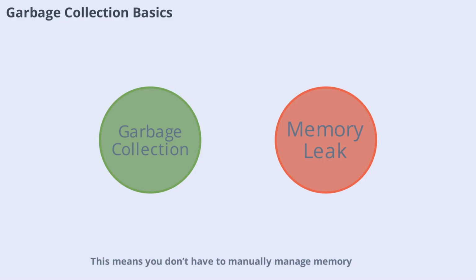This means you don't have to manually manage memory, but you do need to understand how references work. If you accidentally keep a reference to an object, it won't be collected, leading to memory leaks. Properly managing references ensures your programs stay efficient and bug-free.